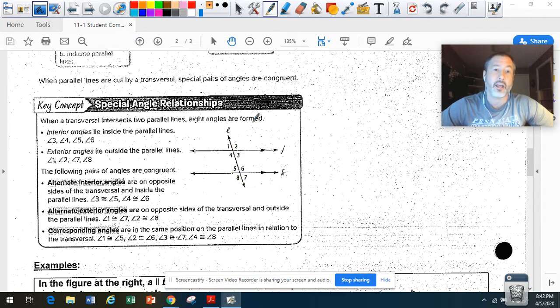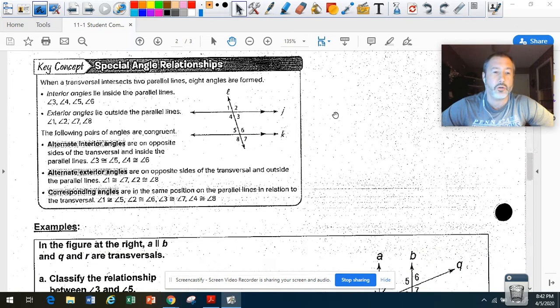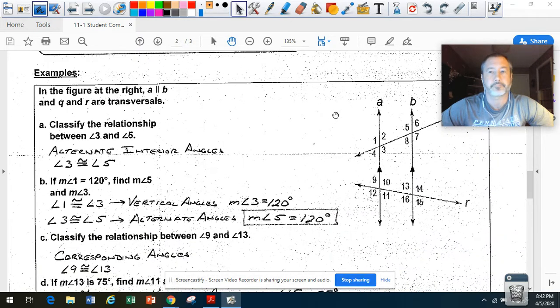If we were to look at some of the other ones, 1 and 2, those are supplementary. 3 and 4 are supplementary. 1 and 4 are supplementary. 2 and 3 are supplementary, and so on and so forth. You can see here with 5 and 6, 5 and 8, 6 and 7, and 7 and 8. Those are all supplementary also. So here we go. Let's continue down here and practice some.